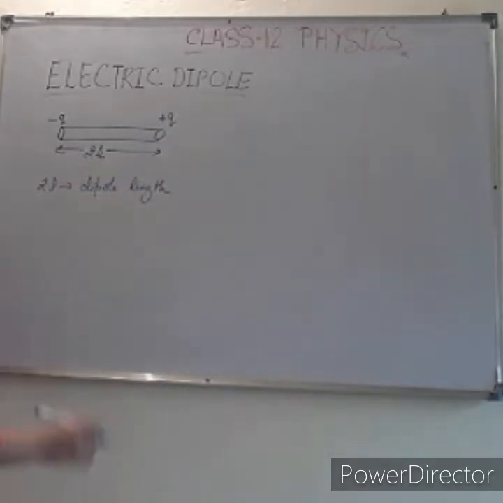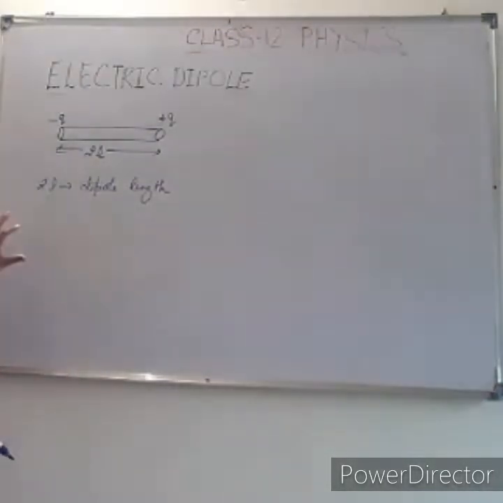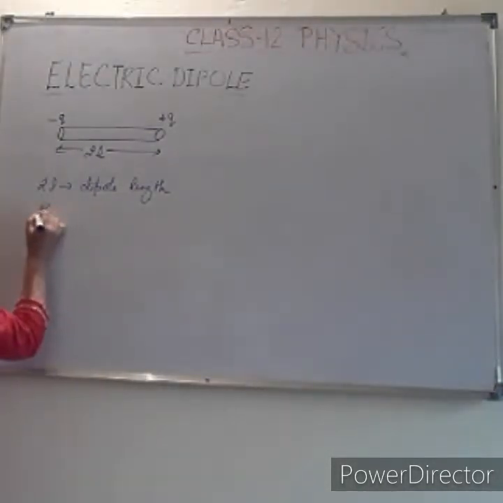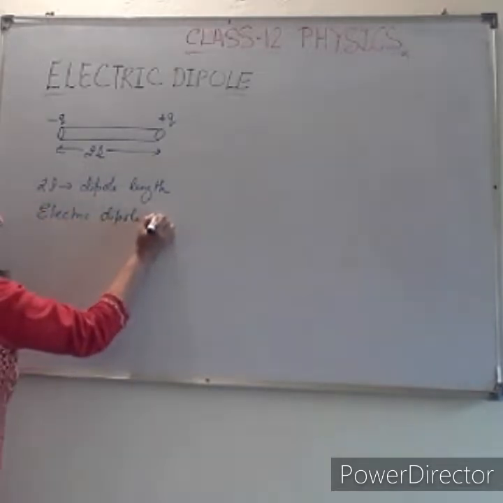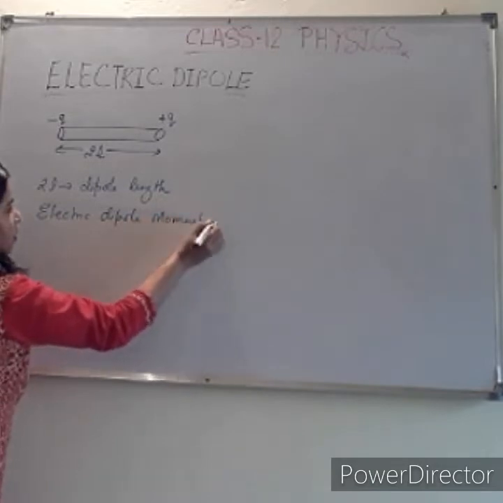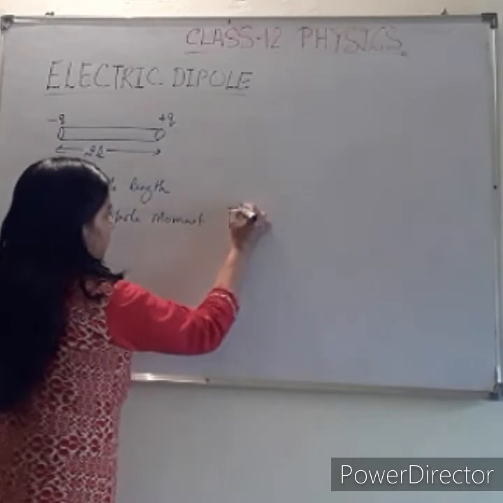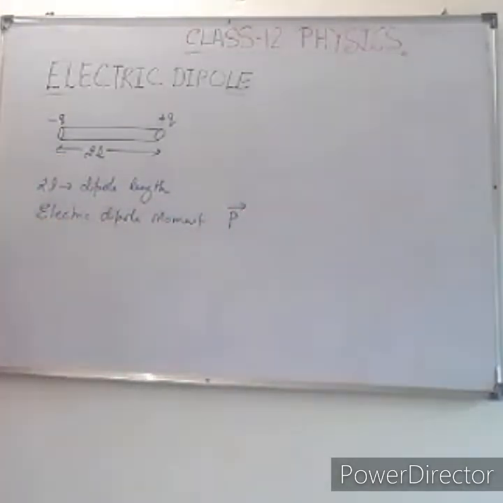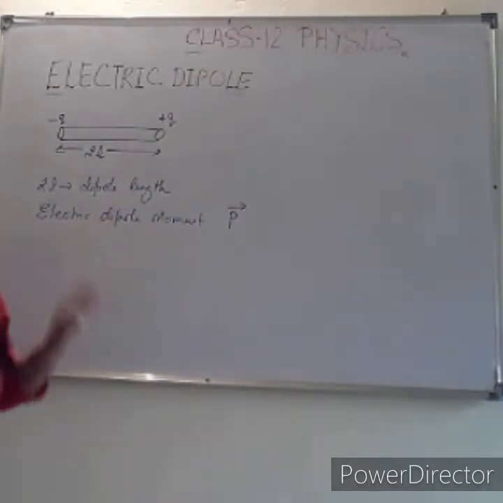This is called the dipole length, and from this system we can take a physical quantity, which is a measurable quantity. We can take that measurable quantity as the electric dipole moment. The representation of electric dipole moment is P. It is a vector quantity. This is a new quantity introduced for you. It is called the electric dipole moment.